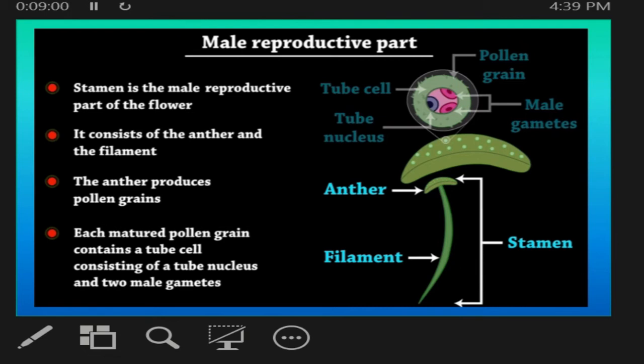Number 2, we have the anther, which consists of two lobes that contain pollen sacs. It has pollen grains that are released by the anther when it matures. Number 3, pollen grains contain the male gametes.